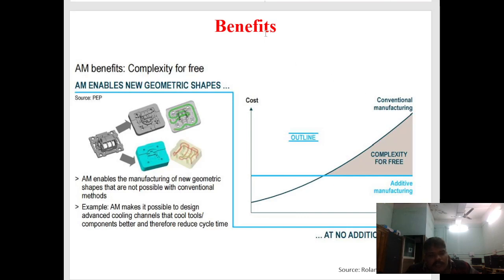Additive manufacturing enables new geometric shapes. It enables the manufacturing of new geometric shapes that are not possible with conventional methods. For example, additive manufacturing makes it possible to design advanced cooling channels that cool tool components better and therefore reduce cycle time. This source is taken from Roland Berger.